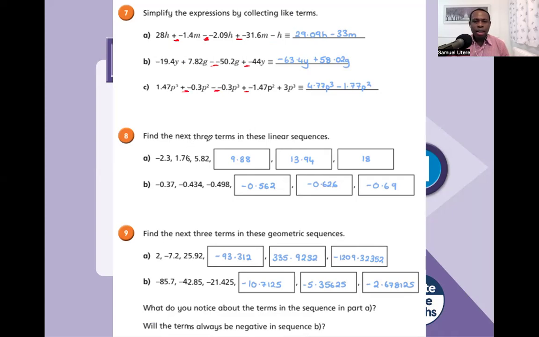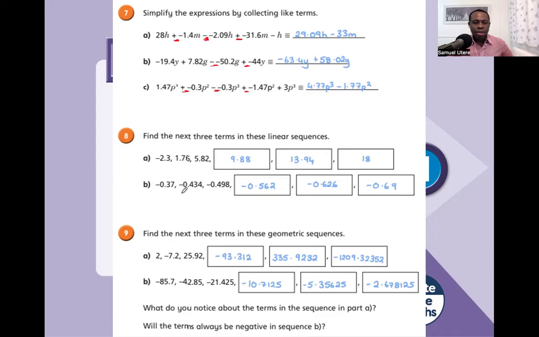Next, you're asked to find the next three terms in these linear sequences. How do we find the common difference? We're going to do that minus, so we're doing the common difference, the difference between them will be 1.76 minus 2.3. That gives us the special number. You can see that the sequence is increasing, so that special number is the number we're adding every time.